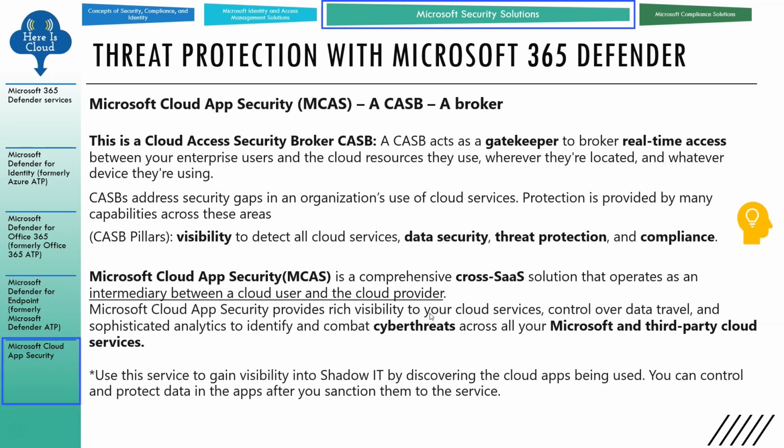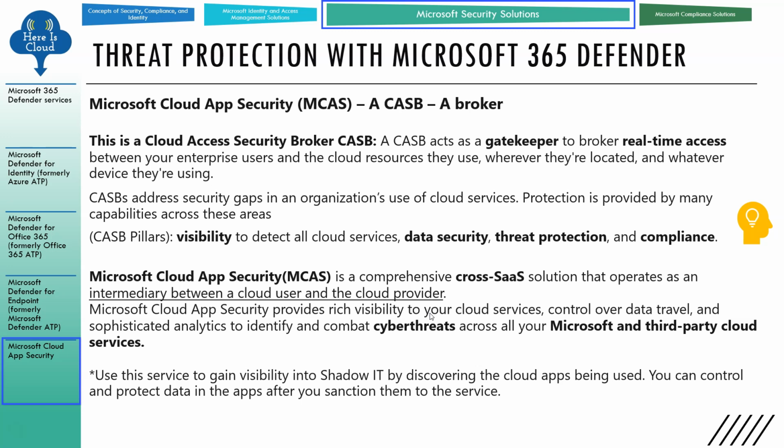So next topic is Microsoft Cloud App Security, which is MCAS. It's a type of Cloud Access Security Broker, CASB. It acts as a gatekeeper to broker real-time access between your enterprise users and the cloud resources they use, wherever they are located and whatever device they are using. It addresses security gaps in your organization's use of cloud services. Protection is provided by many capabilities across these areas. CASB has pillars, which are visibility to detect all cloud services, data security, threat protection, and compliance.